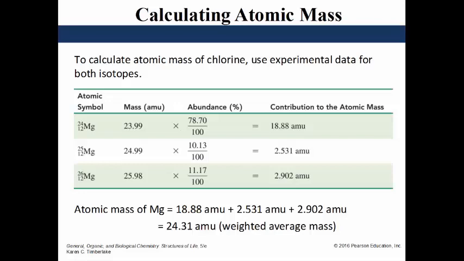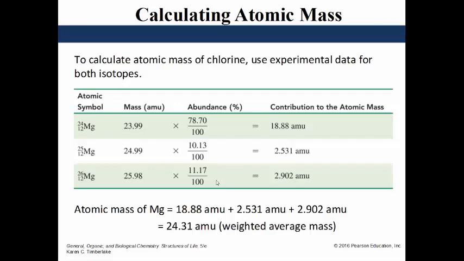All right, so what you'll do is you'll take the percentages that you're given, turn that into a decimal number. So this becomes 0.7870. That value multiplied by the mass that you're given, that will give you 18.88 atomic mass units for that isotope, for that version of magnesium. You do the same thing for all the other known isotopes. Magnesium 25 is found 10.13% of the time. That converted into a decimal number multiplied by the mass, you get 2.531 atomic mass units.